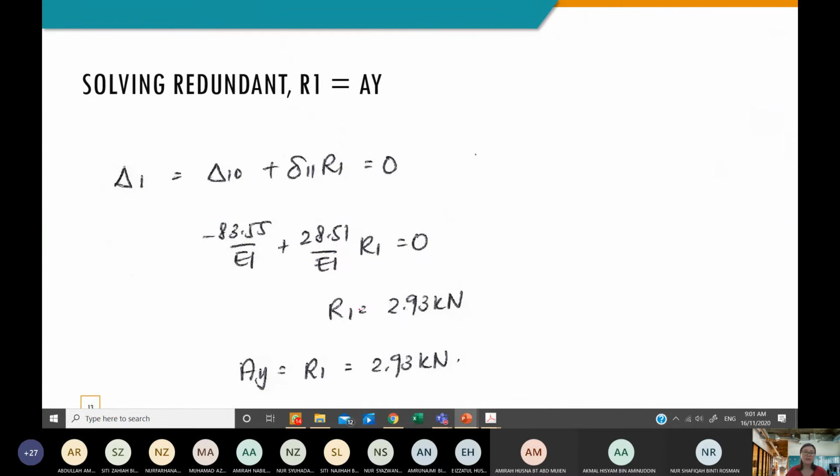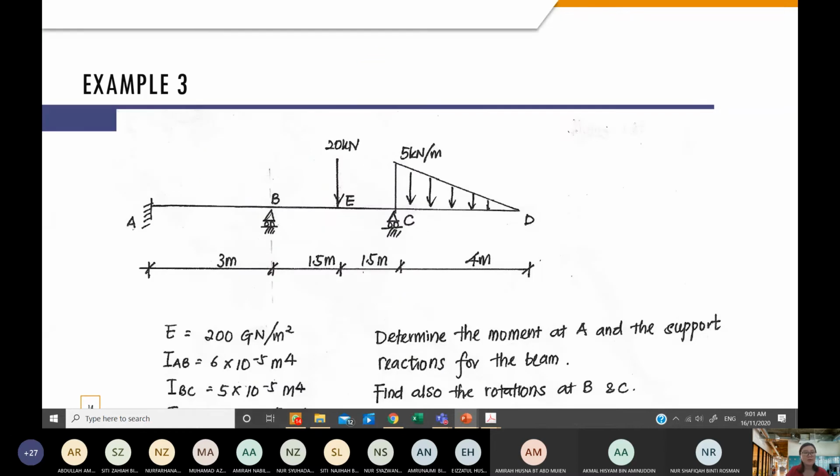So for your R1, place all the delta 1 and delta 1 that you have obtained. Then here you solve for R1. Again and again, I need to remind you that R1 is actually the redundant that you have removed earlier, which is AY. So AY is 2.93. I'm not going to continue with this example 3. It will be for our next class.